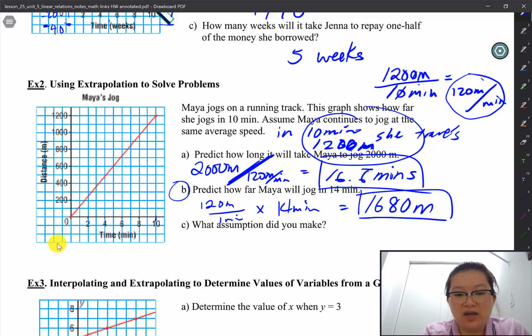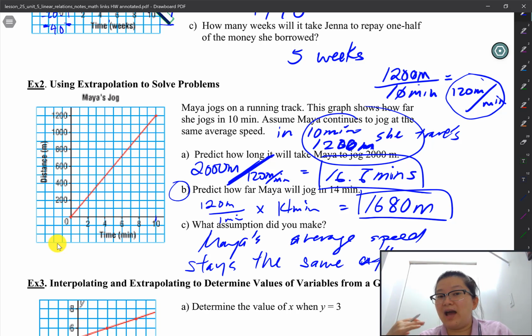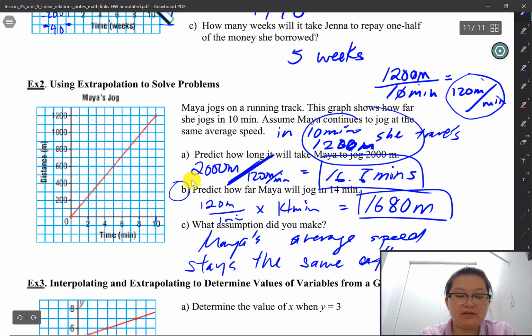So the assumption that I made here was that her pattern of jogging stayed the same. To be more specific, Maya's average speed stayed the same. And this is assuming even after 10 minutes, she still maintains this average speed. So that's how we can figure out A and B.